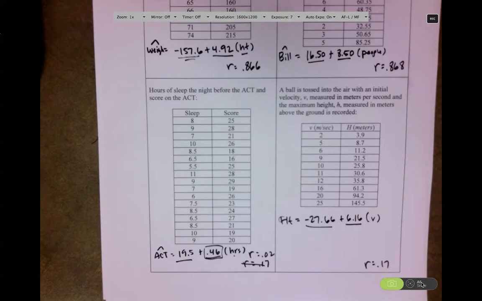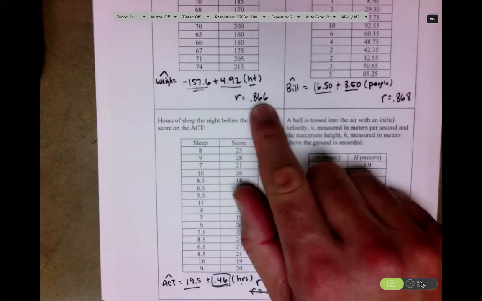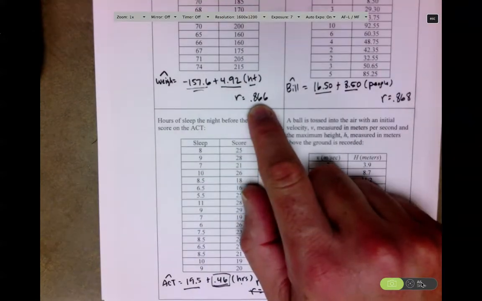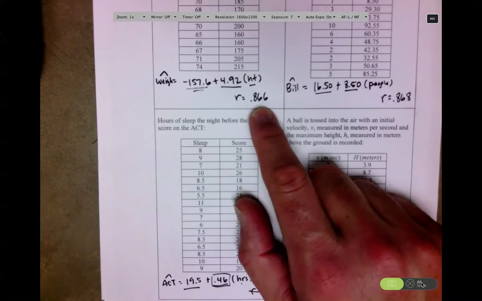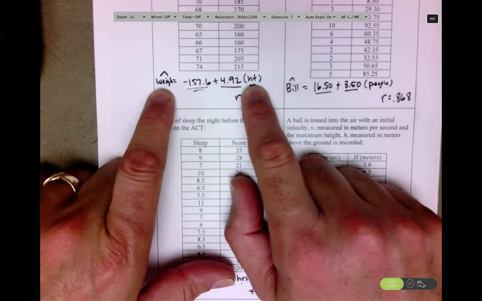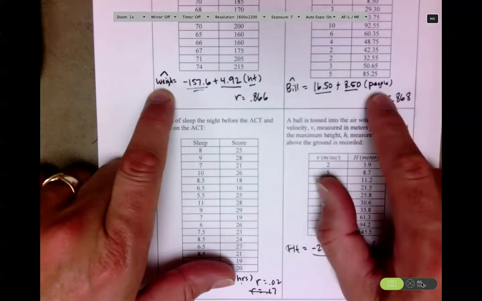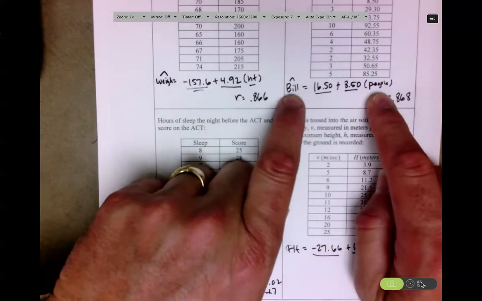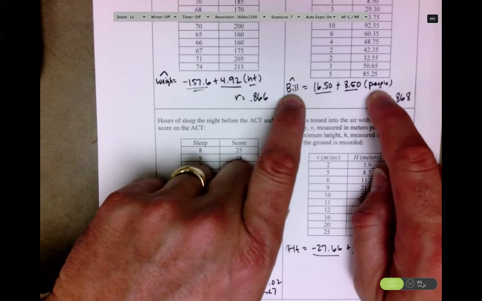The other thing about correlation is that people abuse it quite a bit. What I mean by that is they make a statement that if there's a high correlation, that means there is a cause and effect relationship. There's a fairly high correlation here. 0.866 is a strong correlation coefficient. But your height doesn't really cause your weight. The number of people in the party doesn't really cause what the bill is. There are other things involved.